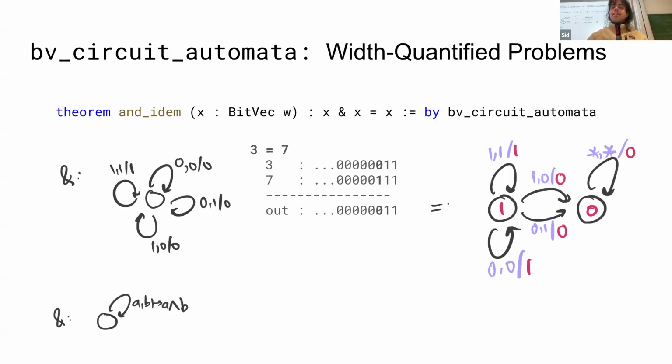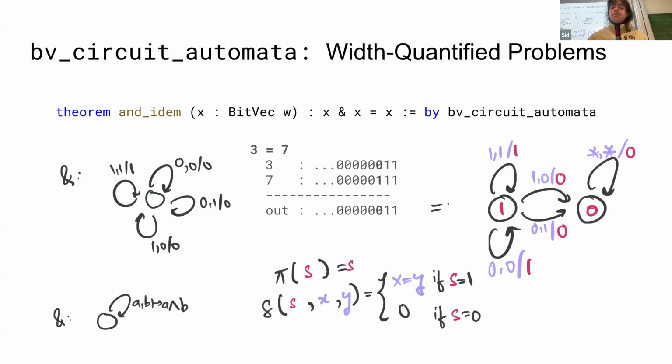And again, I can write down some automaton, you can stare at it and believe me that this is in fact the right automaton. It's fine. But again, we don't encode the automaton this way. Instead, we encode it as first a projection function that says if you're in this state, what the output should be, and then secondly, how you transition.